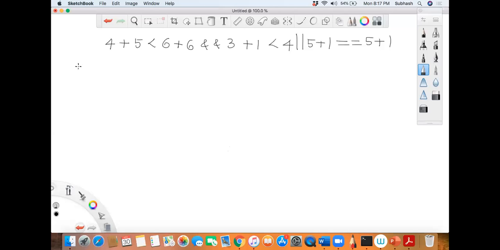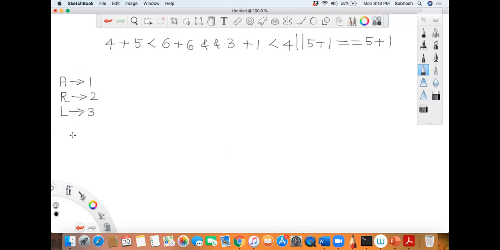Now guys, who is having the highest priority? Arithmetic operations, sir. First of all, this expression contains three kinds of operators. What are those? Arithmetic, relational, and logical. So who must be given the highest priority? First is arithmetic, second is relational, and third is logical. This is the priority that we have to follow.